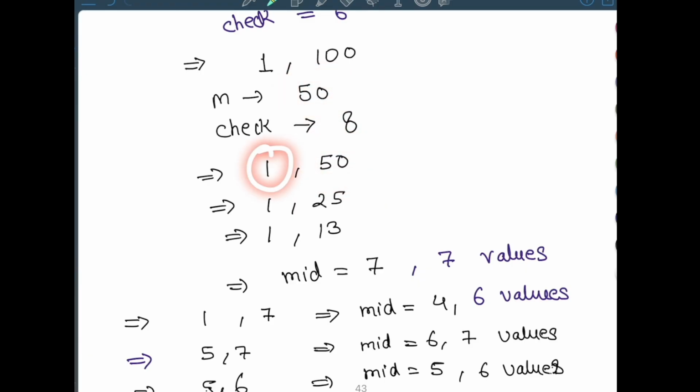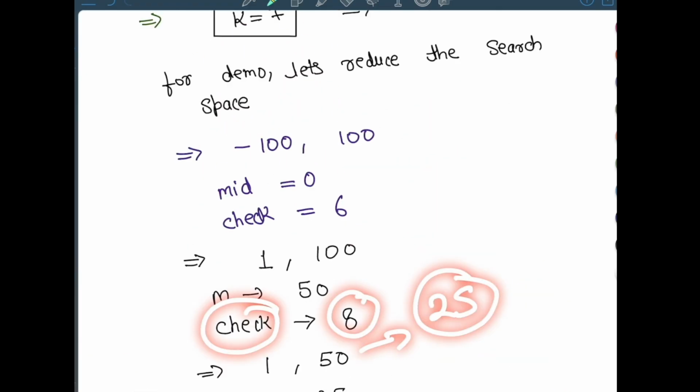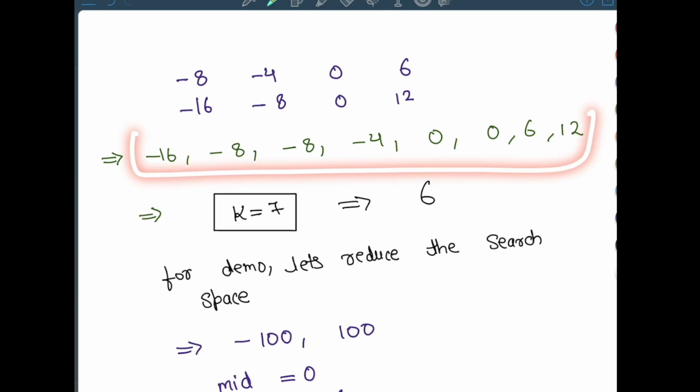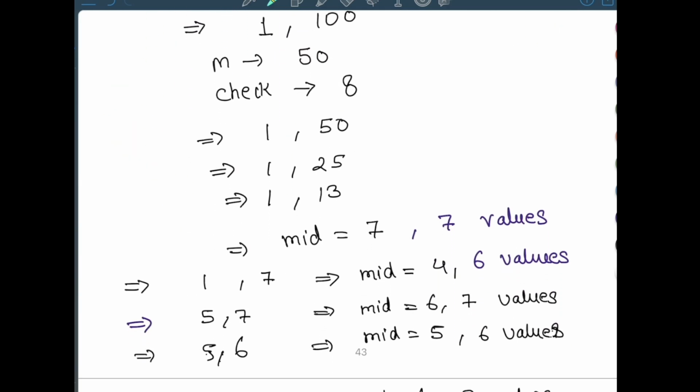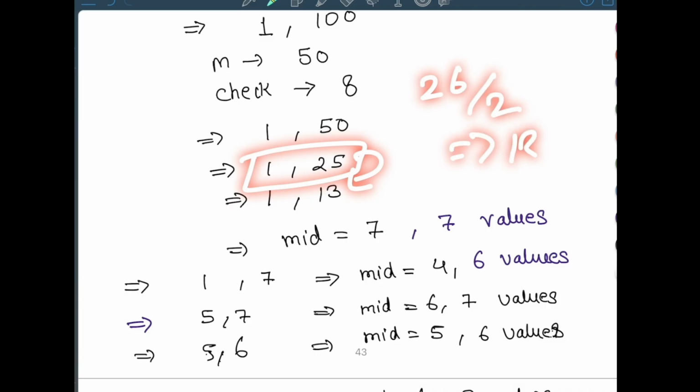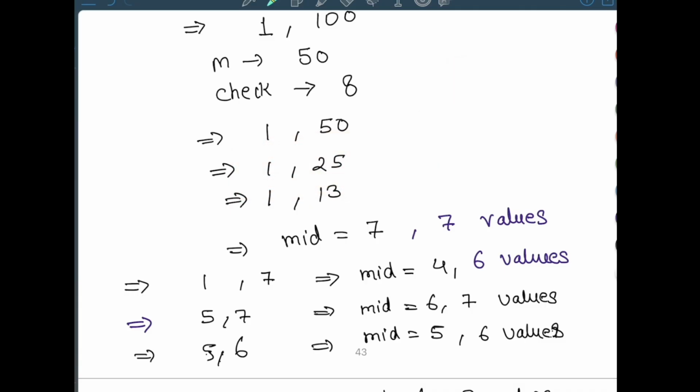The left value is 1. In this case, the mid value is going to be 25, and again the check function is going to return 8 because all the values are less than 25. My highest value is 12, right? So all the values are less than 25. Okay, again reduce the search space. From 50 I will go to 25. From 25 I will go to 13, because 1 plus 25 is 26, divided by 2 is 13. 13 means that all the products are less than 13, so this will again return 8. So I will again reduce the search space.